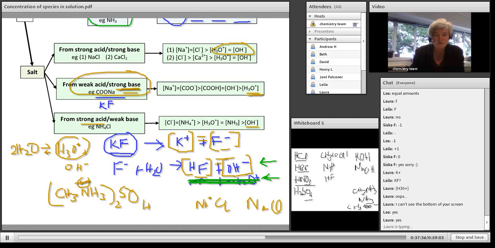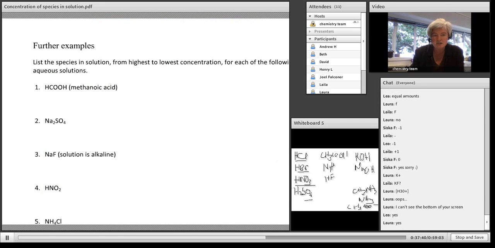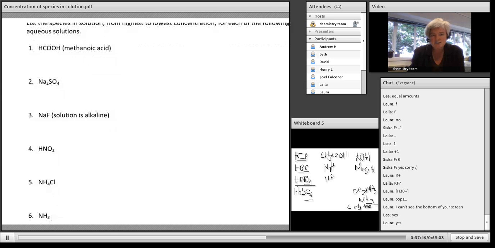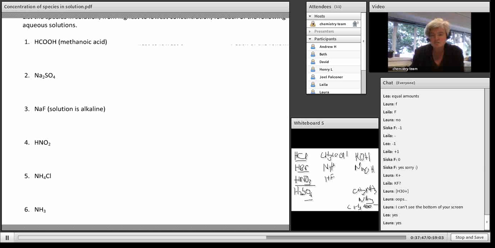Right, okay, some of you are typing. While you're typing, I'm going to go to the next screen. And what I'm going to do, I'm not going to actually list the species in solution for all of them. I just want to check, because you need to also do the properties as well.